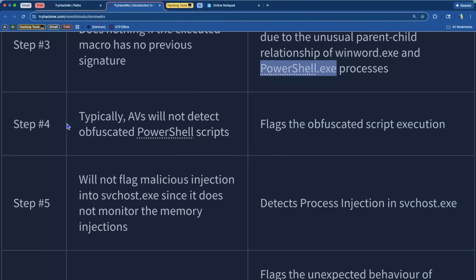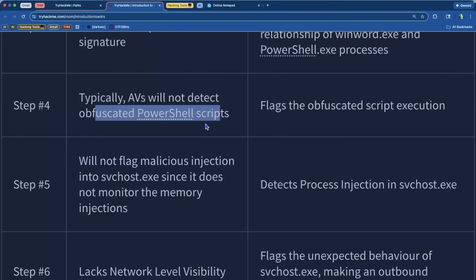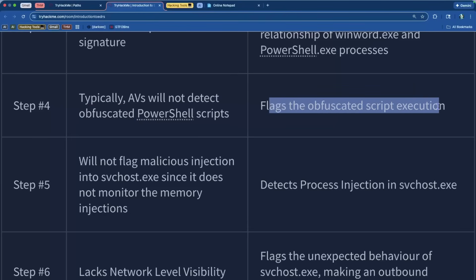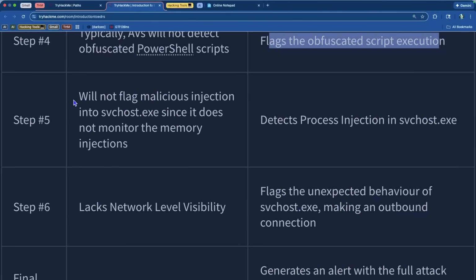That's very odd. Step four, typically AVs will not detect obfuscated PowerShell scripts, so that's not even a part of its capability. Obfuscated means disguised, basically. PowerShell scripts can actually be disguised with base 64 encoding or something like that, and so you don't notice what's happening. You just see kind of just gibberish on the screen. The EDR flags the obfuscated script execution.